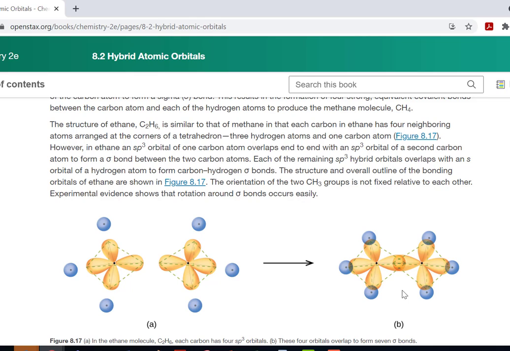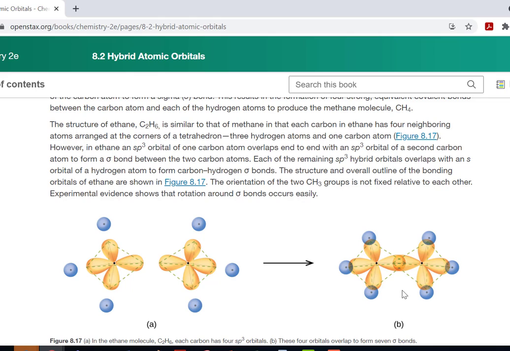And these are all going to be sigma bonds. So remember we talked about sigma bonds in 8.1. We're still using that terminology. In fact, as we'll see, the sigma and pi terminology becomes even more relevant with the hybrid atomic orbital concept than it was with the valence bond theory.